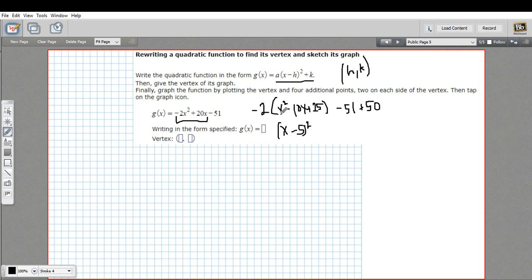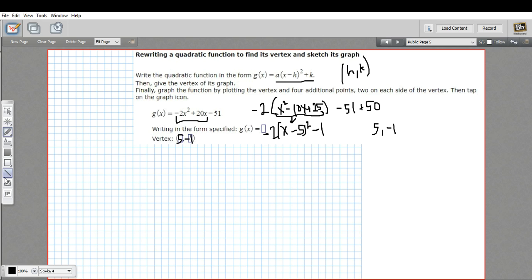Now we can rewrite this. This chunk right here is this quantity squared. Then I've got my negative 2. And then negative 51 plus 50 is just minus 1. So this is g of x. I've just rewritten g of x in this vertex form. And we can pull off our vertex. It's (h, k), so our vertex is (5, negative 1). Oh, I guess I wanted that here. (5, negative 1). All right, so far so good.